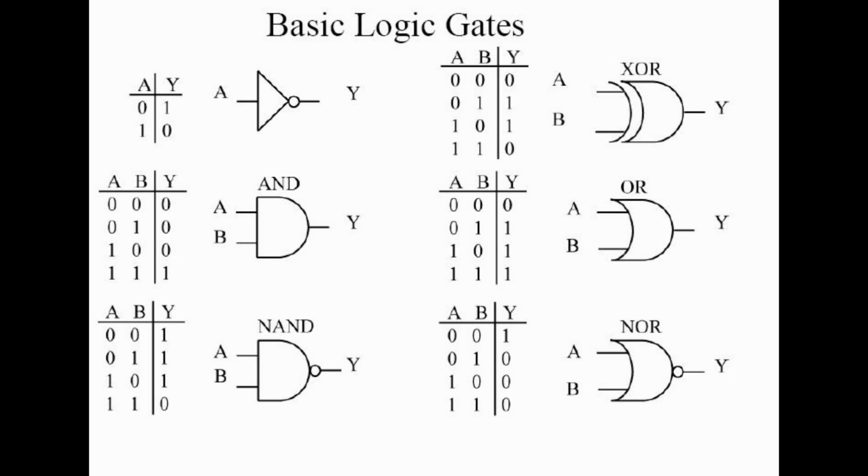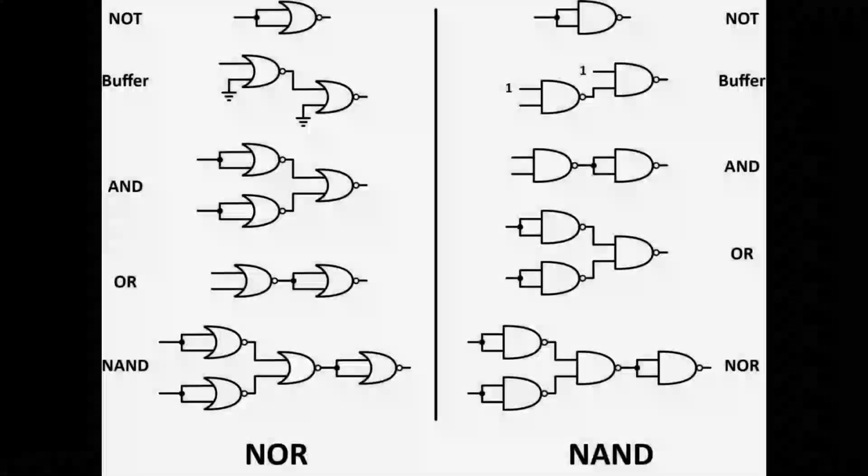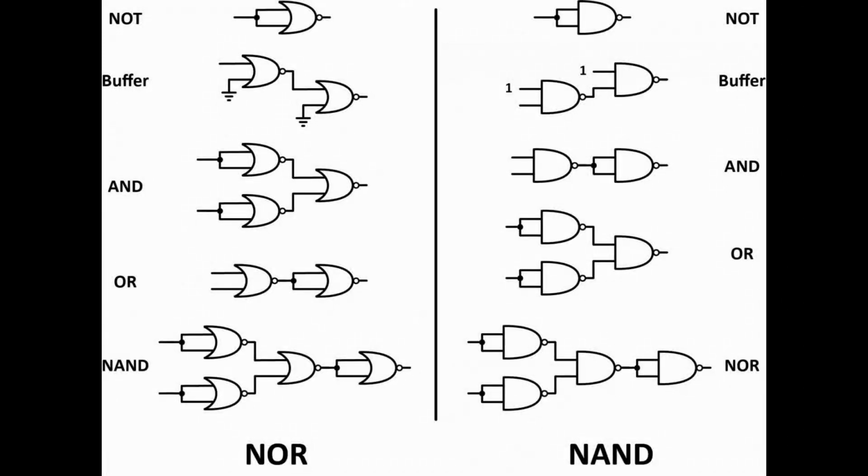They are called the universal gates because you can get all the basic gates by using these universal gates also. That means we can realize an AND gate using only NAND gates, or we can realize an OR gate using only NOR gates also, like that. That is why they are called the universal logic gates.